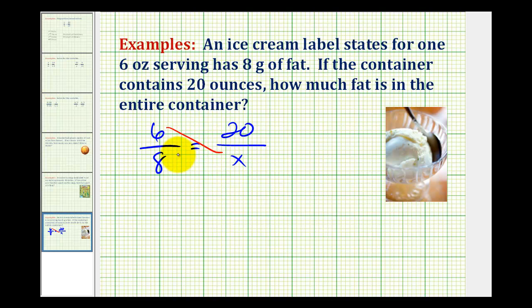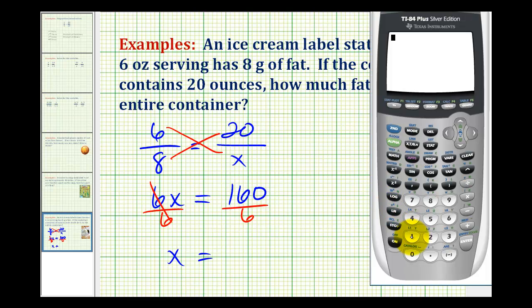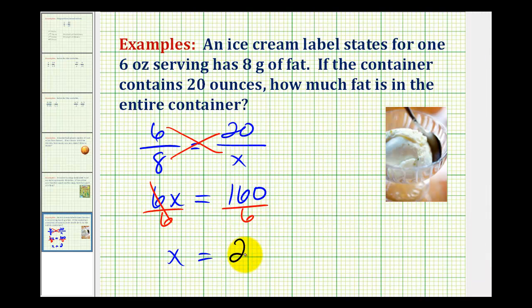6 times x must equal 8 times 20. So we have 6x equals 8 times 20, which is equal to 160. And we'll divide both sides by 6 to determine how many fat grams we'd have in 20 ounces. So we have x equals 160 divided by 6. So this would be 26.6 repeating, or 26 2/3 grams of fat in 20 ounces of ice cream.